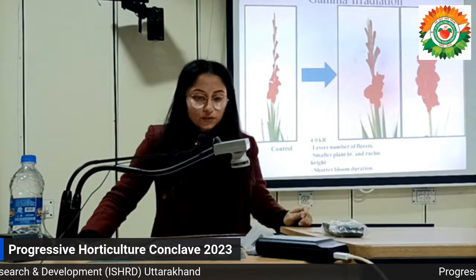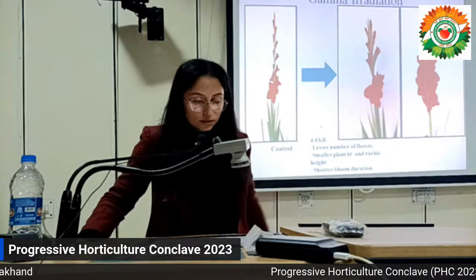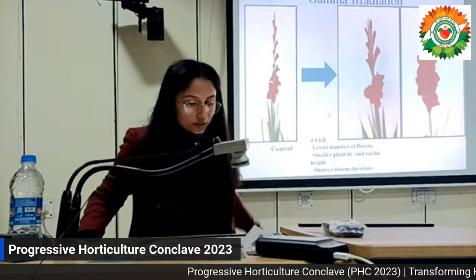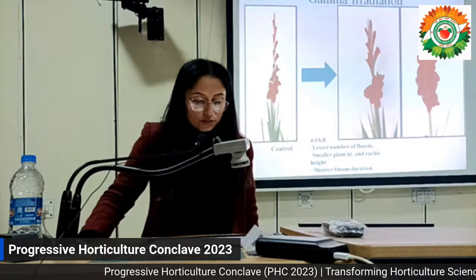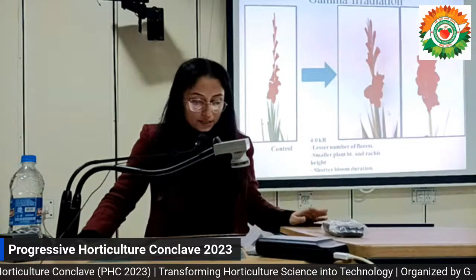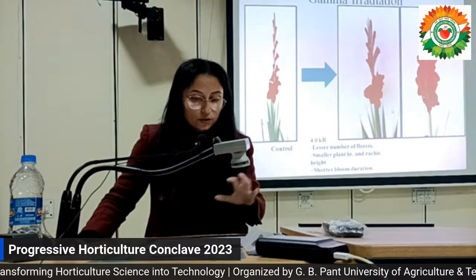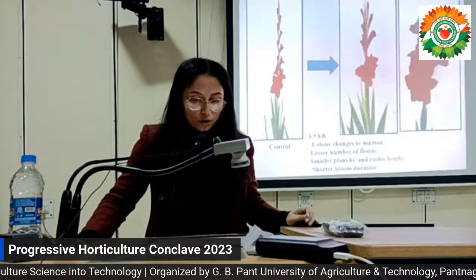Some of the variations that I found in gamma irradiation: if we compare the control, we can see that in 4 kilorad radiation, a lesser number of florets was found, and smaller plant height was obtained with shorter bloom duration. So we can say that we can use this kind of variation for pot purposes.